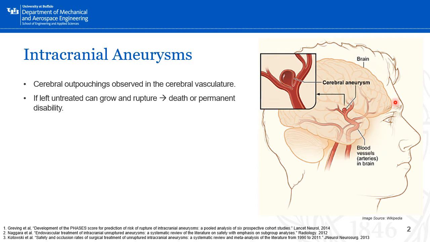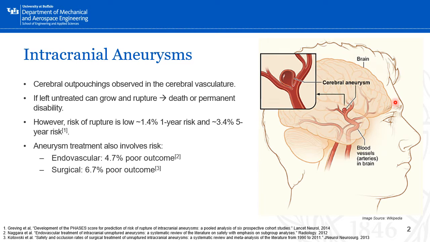And if left untreated, some of these can eventually grow and rupture, which can cause permanent disability or even death. However, the risk of rupture of these aneurysms is very low. It turns out only 1.5% of these, approximately over a 1 year period of time, ever actually grow and rupture, and this percentage is 3.4% over a 5 year period of time.